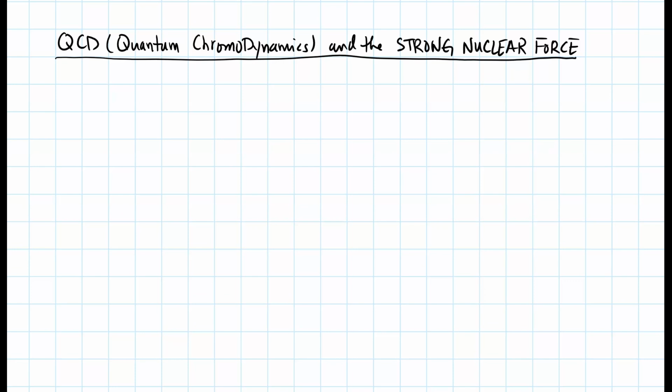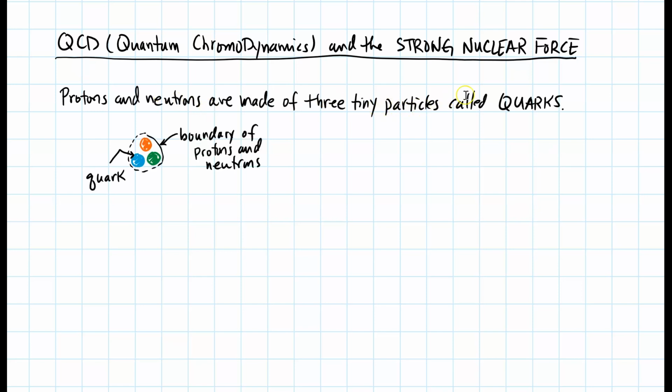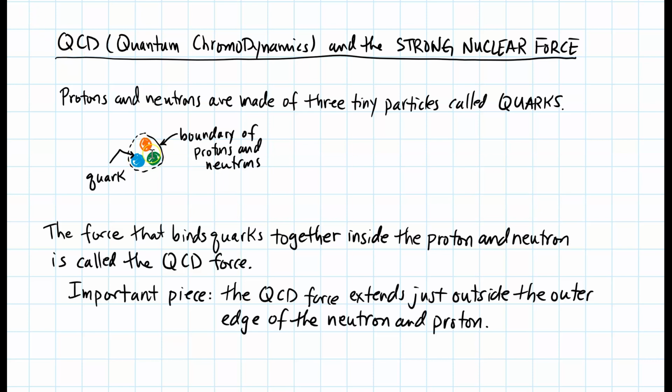QCD, which stands for quantum chromodynamics, and the strong nuclear force. Protons and neutrons are made of 3 tiny particles called quarks. So if I have a proton or a neutron, and this is the boundary here, then inside are 3 quarks, which I've colored in red, blue, and green. The force that binds these quarks together inside the neutron and proton is called the QCD force. But here's the important piece to the picture. The QCD force extends just outside the outer edge of the neutron and proton.